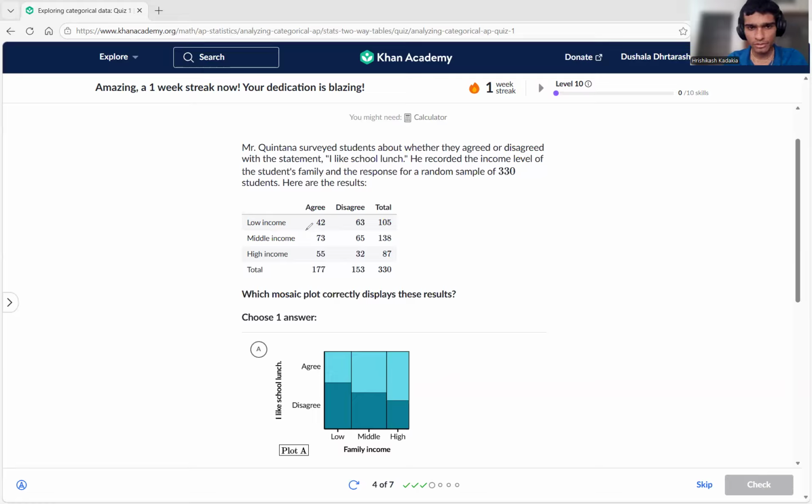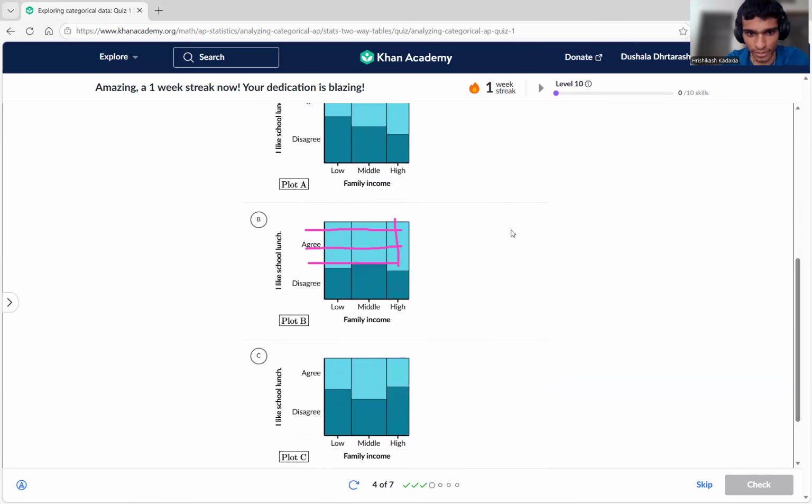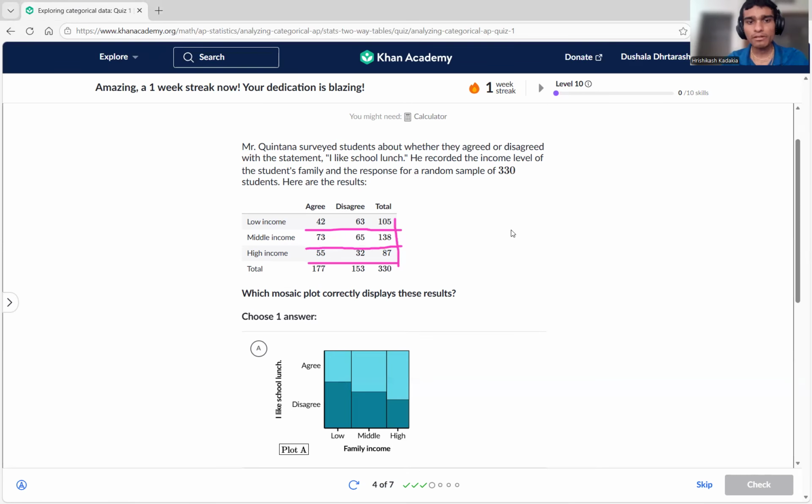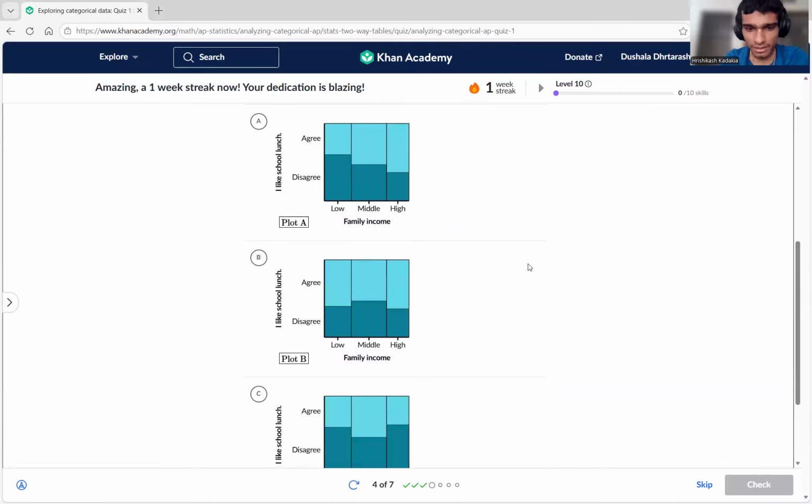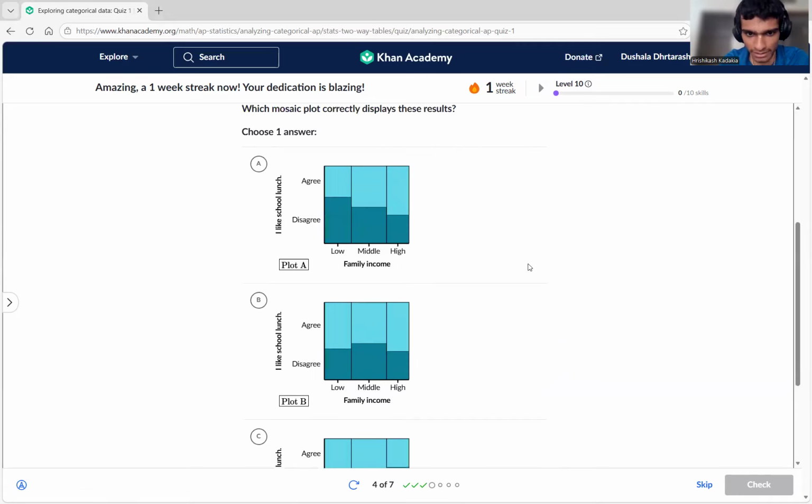So 42 say like in the low income, 73 say like in the middle income, and in the high income 55 say they like it. These are all the different students surveyed. Total is 330. Which mosaic plot correctly displays the results? Let's take a look at the options now. Low, middle, low, and okay. So the bulk of the people should be in middle, right? Because middle is the highest, 138. Then 105 and 87 are the other ends. So middle is the bulk. And actually middle always has the bulk, yes.